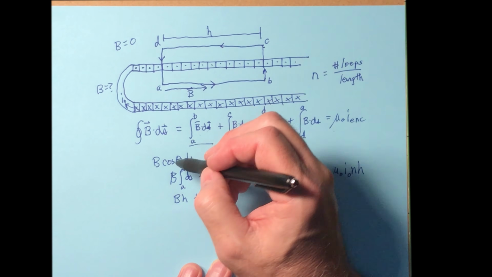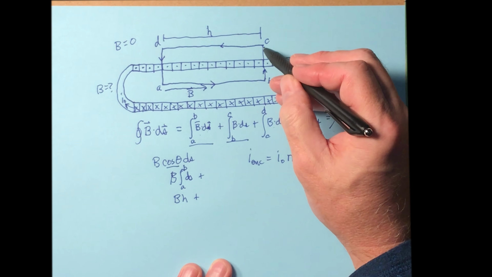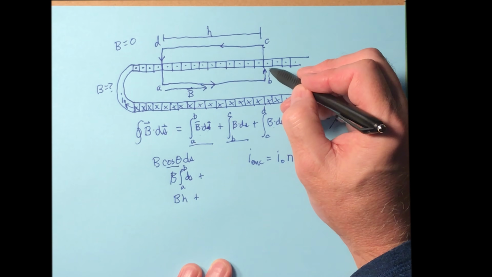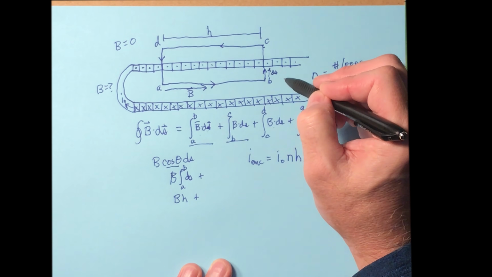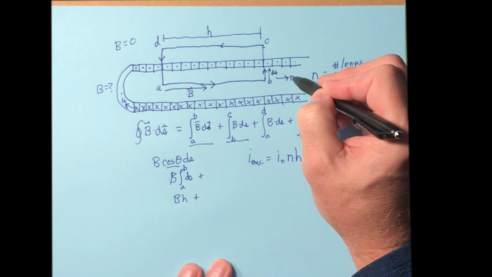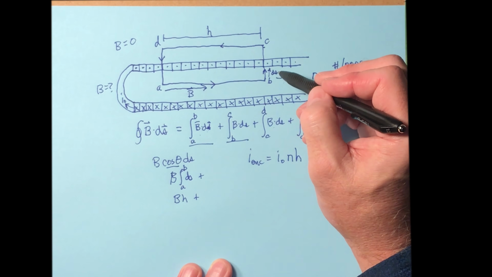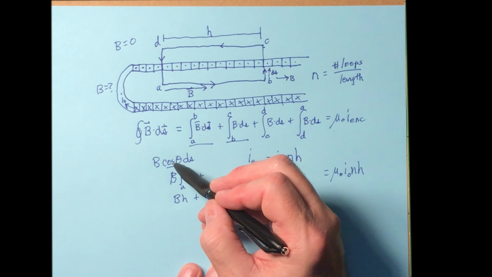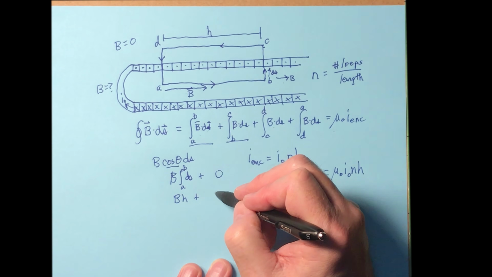All right, now let's do this next term, going from B to C. In this case, the ds vector is always going to point in our direction along the loop. B points this way. So what's the angle between the two? The angle between the two is 90 degrees, and what does that do to the cosine? That makes it 0. So that second term is 0.